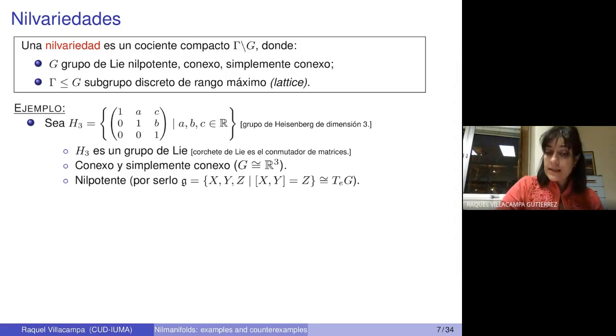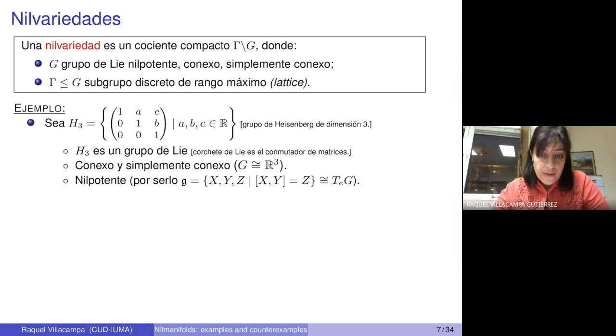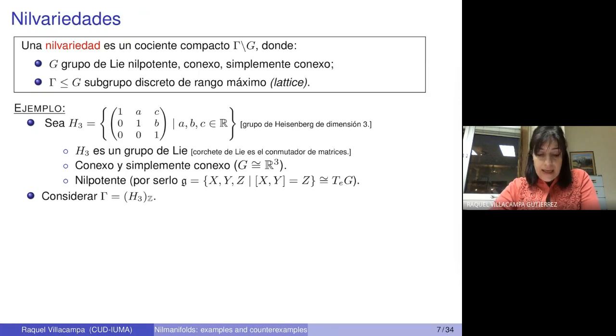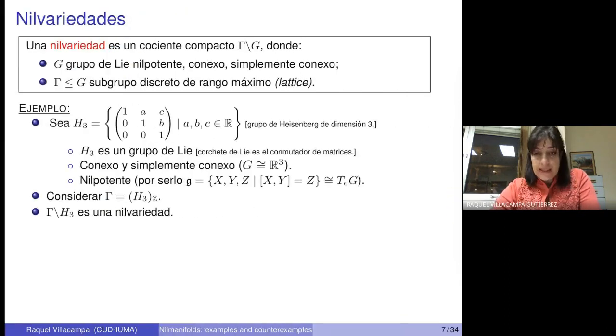This group is connected and simply connected since this group of matrices is diffeomorphic to R3. In fact, any matrix can be identified with the tuple (a, b, c), so we have the diffeomorphism with R3 in a natural way. And this Lie group is nilpotent since the Lie algebra associated to this Lie group is nilpotent. So, if we consider the matrices whose entries are integer numbers, and we make the quotient, we obtain a nilmanifold.